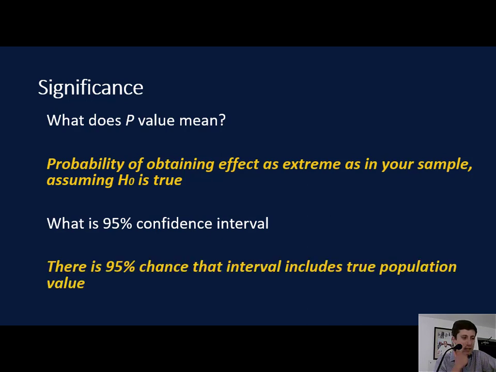So it means that there's a 95% chance that that interval includes the true population value, right? So we do a study and we say men are on average 1.5 meters tall with a 95% confidence interval from 140 to 160 centimeters. There's a 95% chance that the true answer, of course we don't know the true answer, that's why we did the study, falls between that 140 and 160 centimeters.